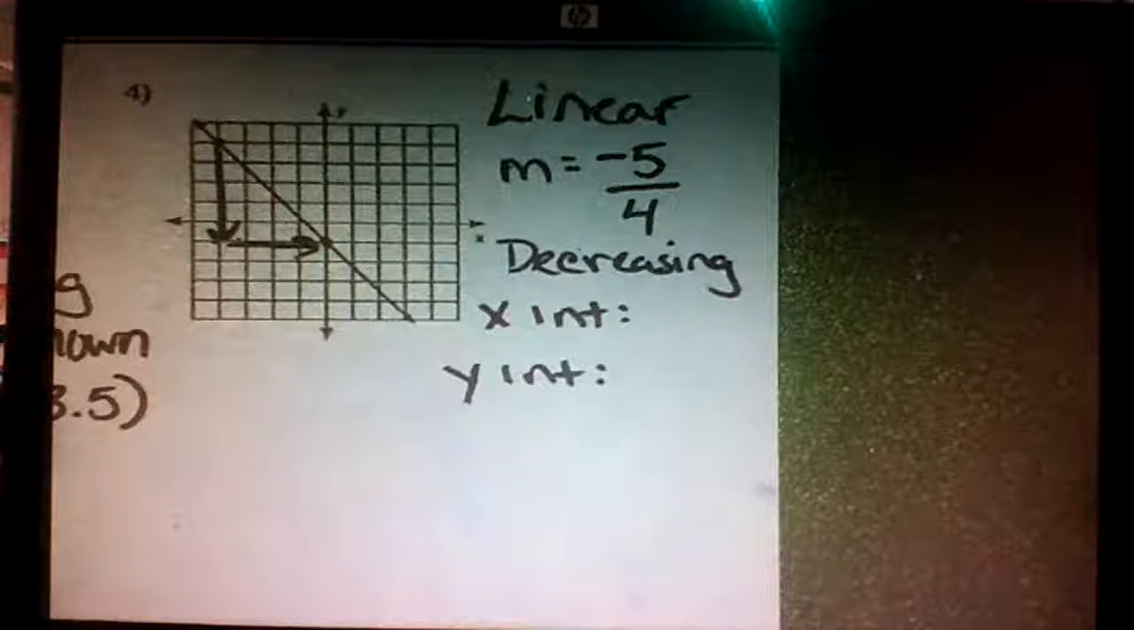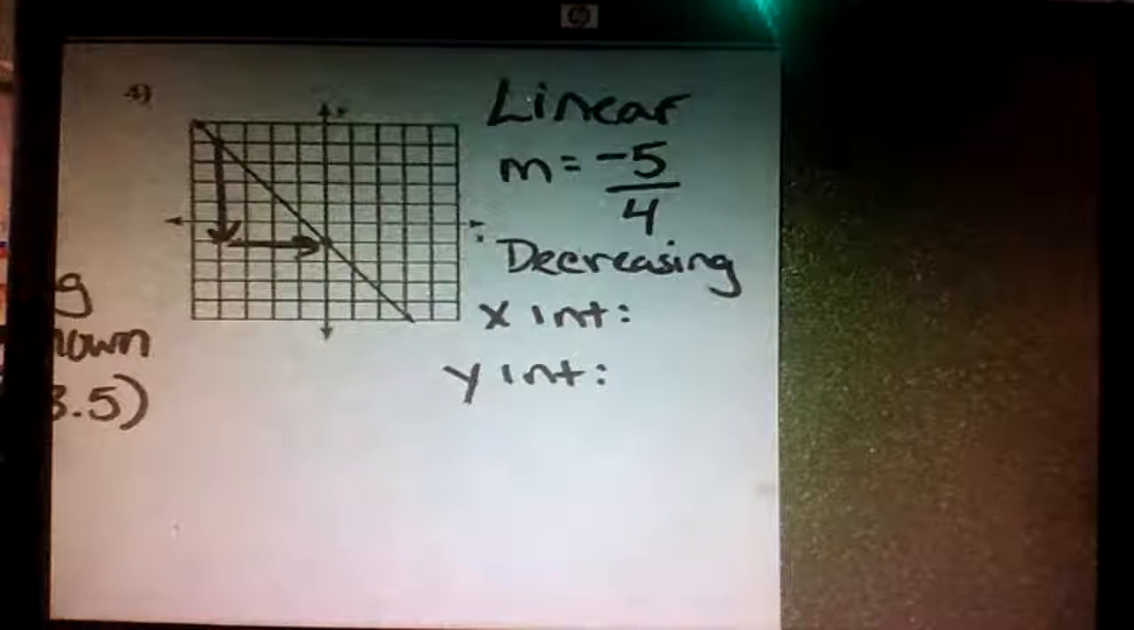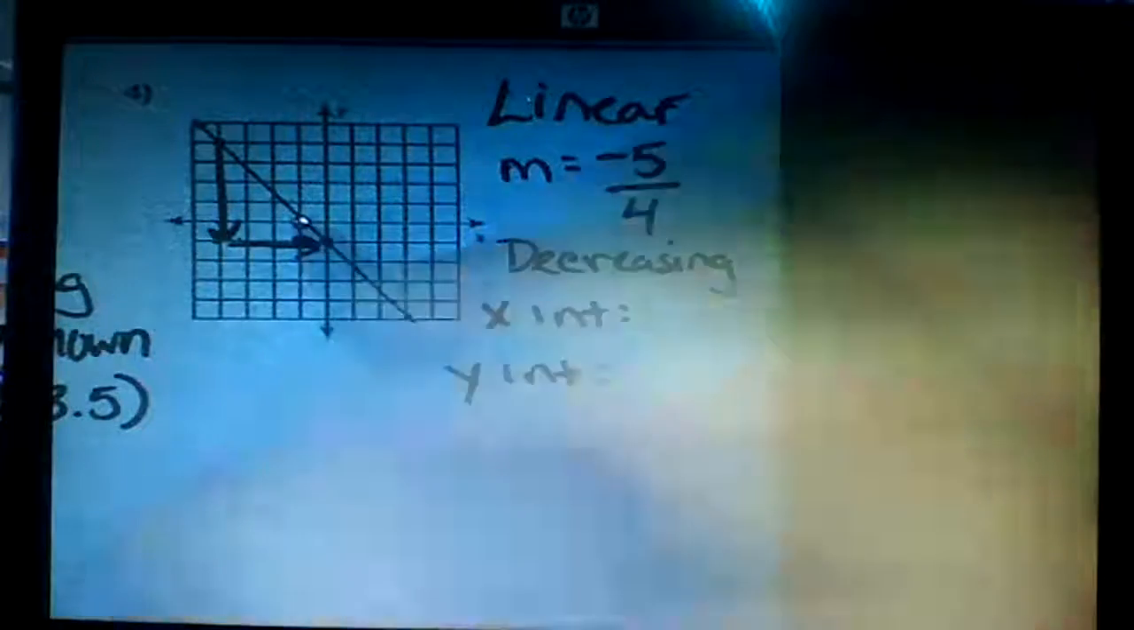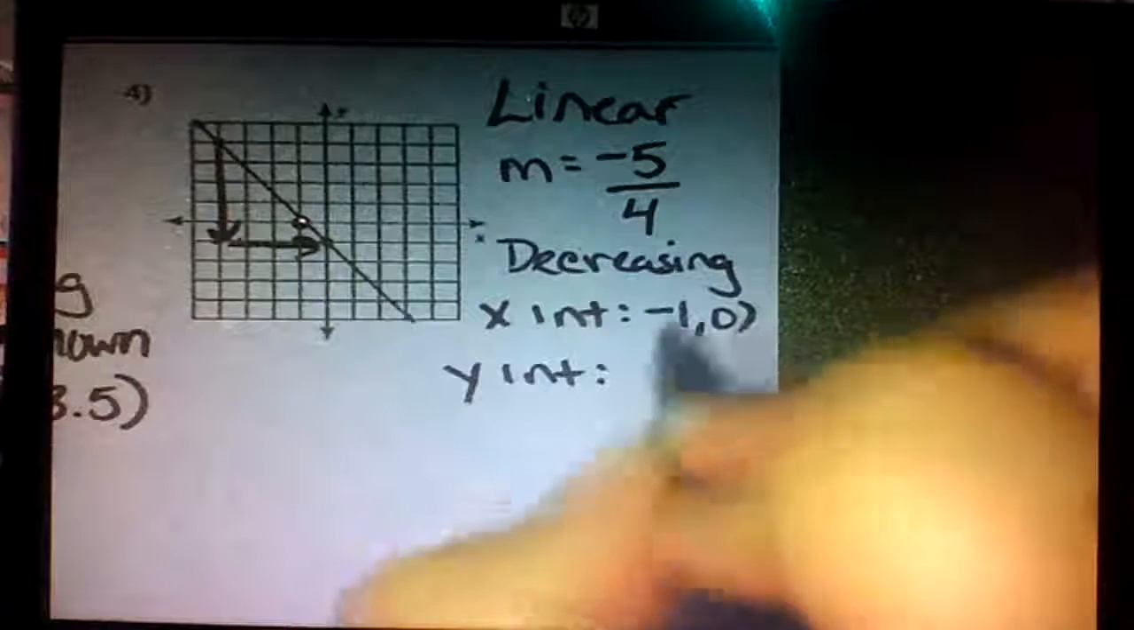Okay. Xavier says I do have an x-intercept and a y-intercept. What's my x-intercept? Careful. Here's (0, 0). My line actually crosses here. (-1, 0).